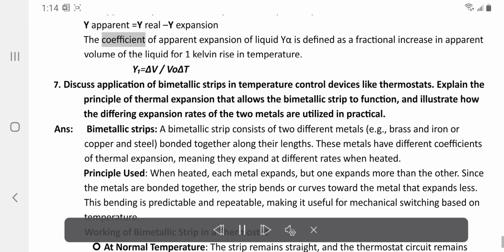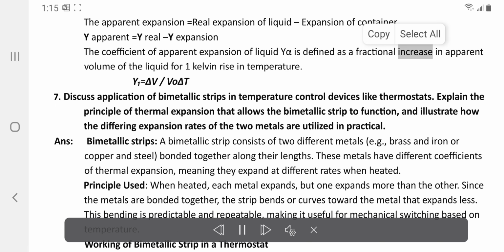The coefficient of apparent expansion of liquid, gamma apparent, is defined as the fractional increase in apparent volume of the liquid for 1 Kelvin rise in temperature. Gamma apparent equals delta V apparent over V delta T.